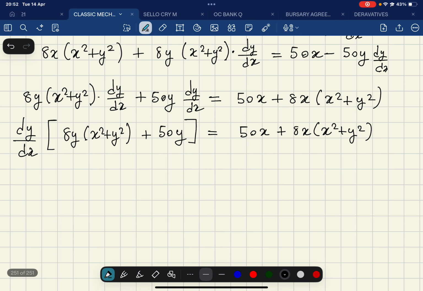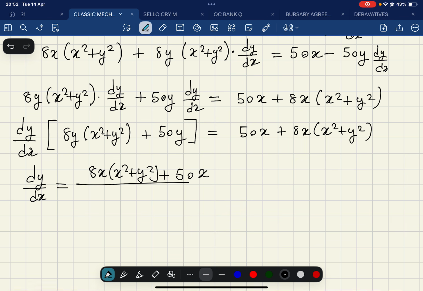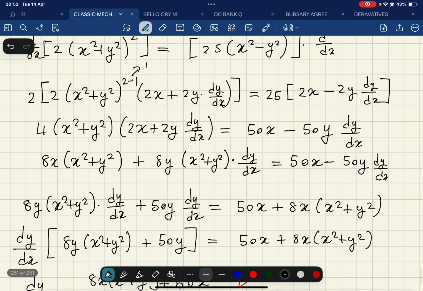From there, I can divide everything by whatever that I see there. I get that my dy over dx is equal to 8x into x squared plus y squared plus 50x, all divided by 8y into x squared plus y squared plus 50y. From there, we got our answer.